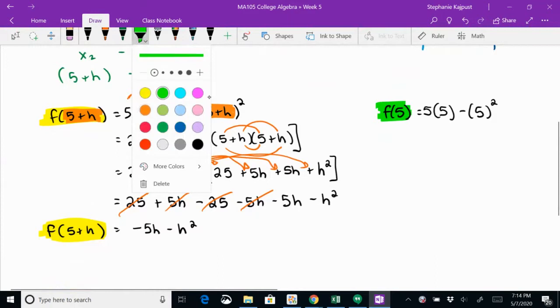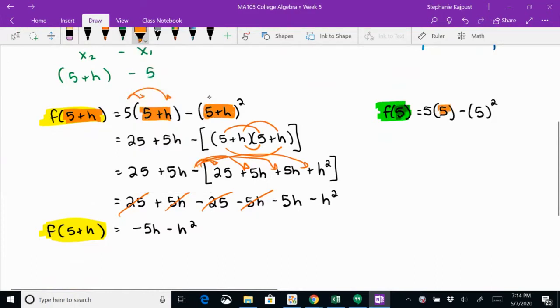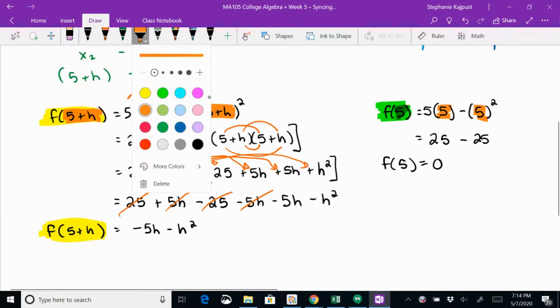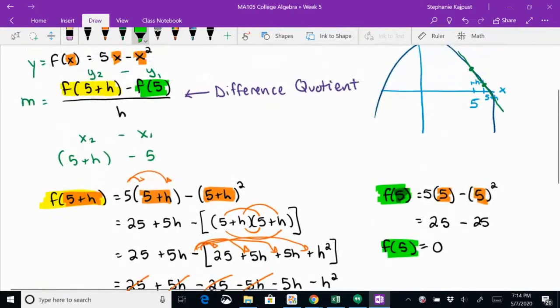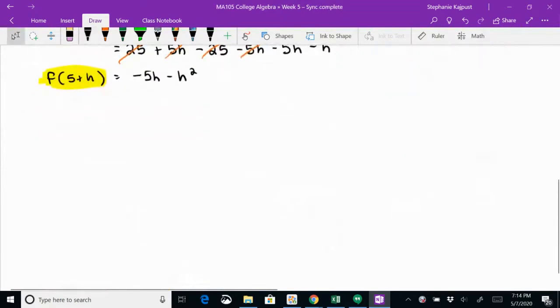Just like before, everything that was an x has now been replaced with 5, and now I want to simplify on the right side. So 5 times 5 is 25, minus, and then 5 squared is 25 again, and we end up with 0. So f of 5 is equal to 0. Now that I've figured those out, I'm going to rewrite my difference quotient. I'm going to go back down, and first I'm going to write what the difference quotient is again.